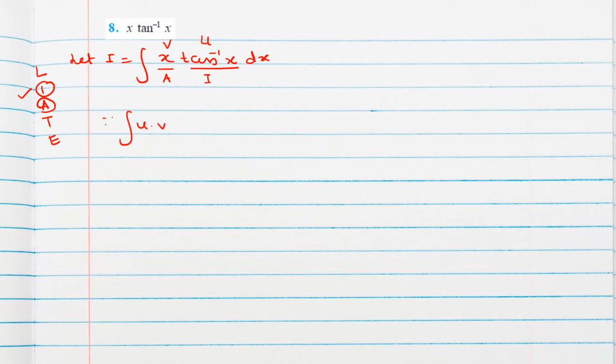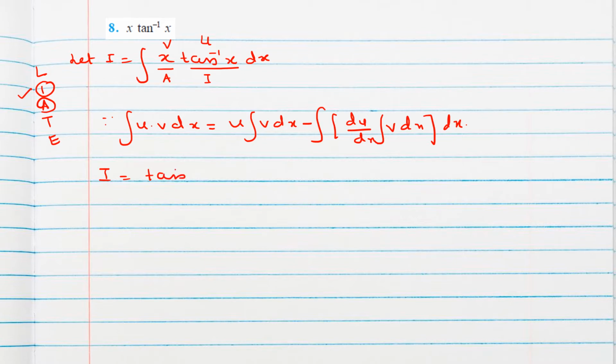Let the integral be I, x tan inverse x. So this is algebraic, this is inverse. Okay, so recall the Legate rule, algebraic and inverse. Inverse comes first, so this is your u, this is your v, first function, second function. Then you can write the formula, since we know u into v integration is u integration v minus du by dx integration v, then whole integration. So your I will become u is tan inverse x integration x dx.